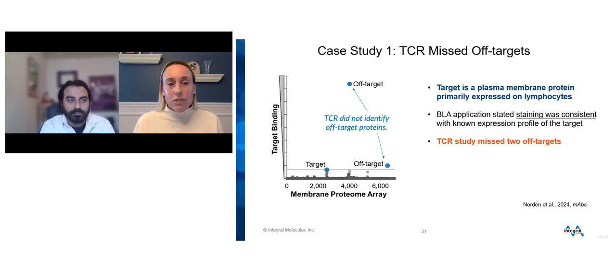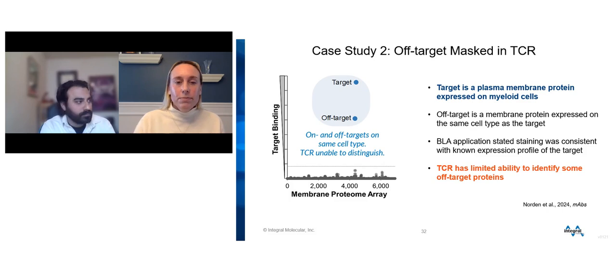We're not sure why that was, if it's a true false negative because of maybe staining of the tissue or low sensitivity. In the other example, here's an antibody that targets a plasma membrane protein expressed on myeloid cells. Again, the MPA identified the target, but also identified an off-target. And interestingly, this off-target is actually a membrane protein expressed on the same cell type as the target. So not surprisingly, the BLA application stated that the TCR staining was consistent with the known expression profile of the target. So this is an example where TCR has a limited ability to identify some off-target proteins.